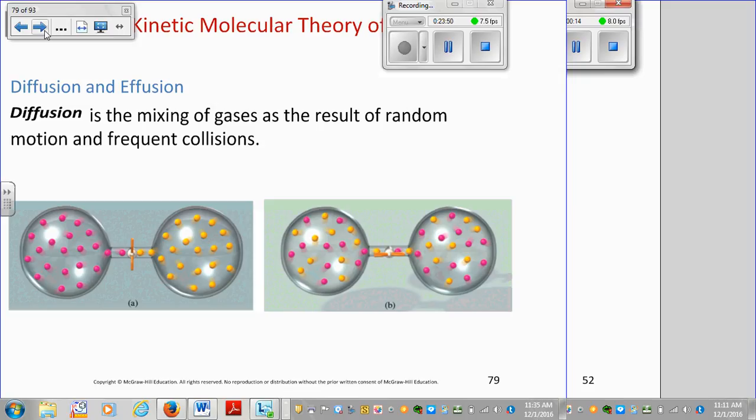Diffusion and effusion. Diffusion is the mixing of gases as a result of random motion and frequent collisions. So there we have the pink gas on the left, the yellow gas on the right. You open up the stopcock in the middle, eventually they both mix.